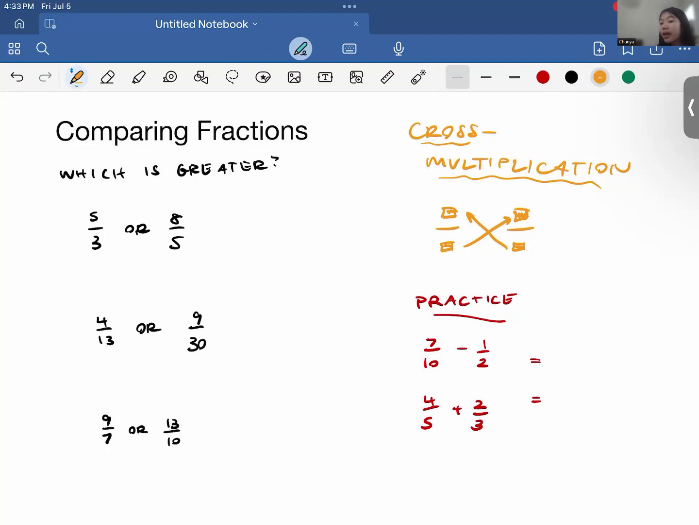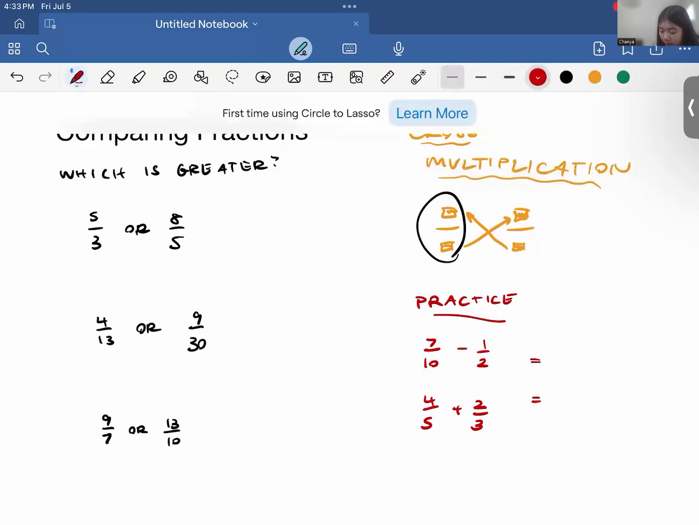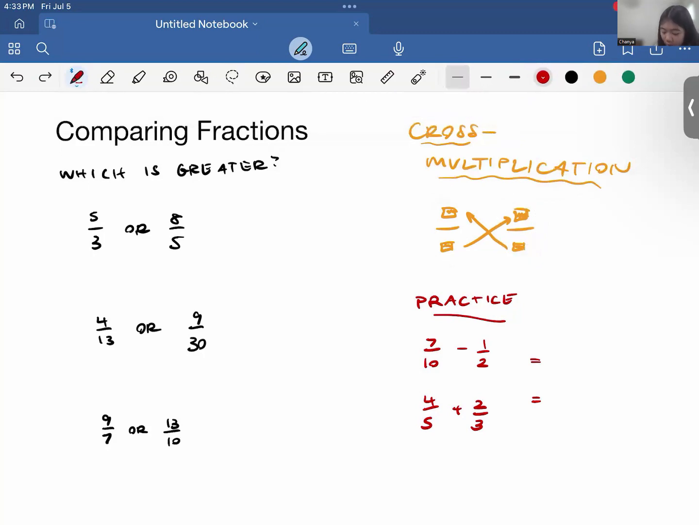corner in yellow. What this is depicting here is that we have two fractions, right? There's one here, there's one there. Cross multiplication essentially means that you multiply the denominator of one fraction with the numerator of the other, and then you do the same thing: you multiply the denominator of the other fraction with the numerator of the first one. So that's this idea of cross multiplication, and this is going to be pretty helpful when you're comparing fractions.